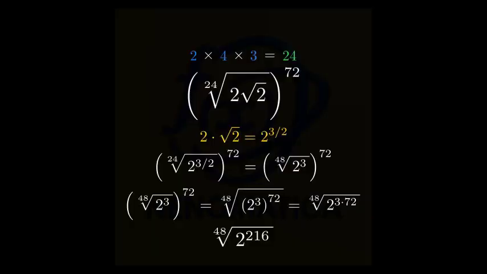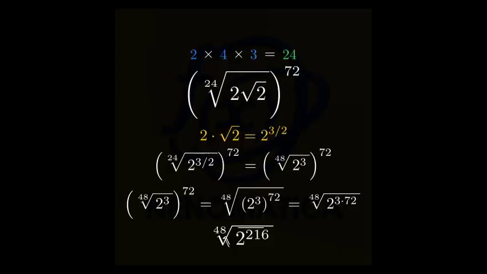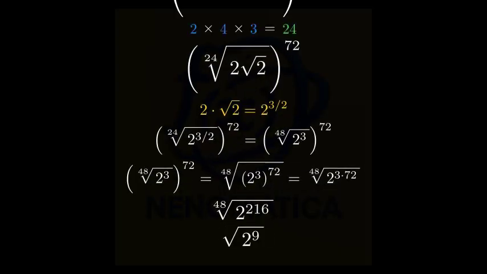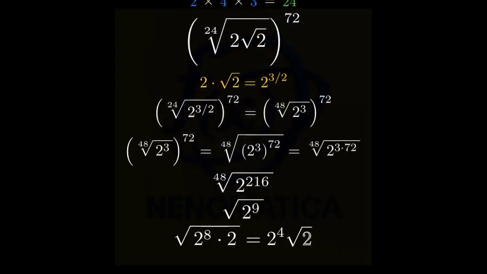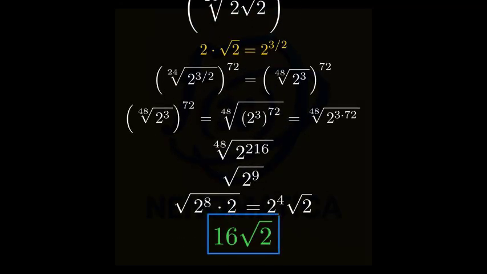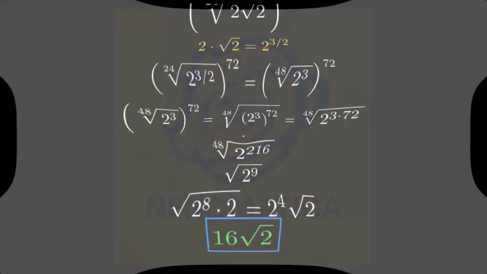Now reduce the radical by dividing the exponent by the index. 216 over 48 equals 9 halves. Thus it becomes the square root of 2 to the 9th. Factor 2 to the 9th as 2 to the 8th times 2. The square root of 2 to the 8th is 2 to the 4th, leaving a square root of 2. Therefore, the expression simplifies to 16 times the square root of 2.